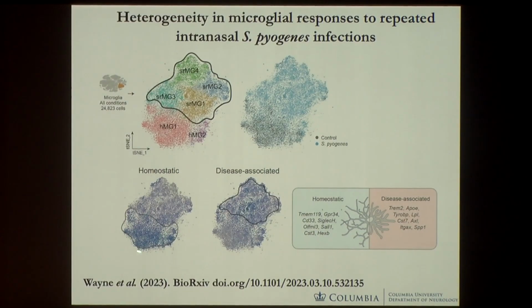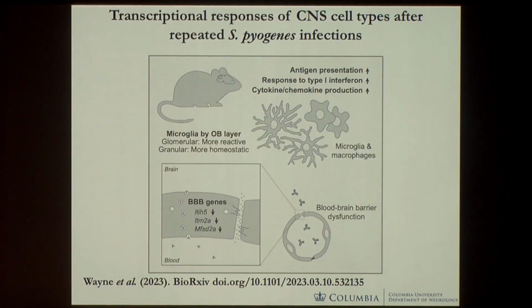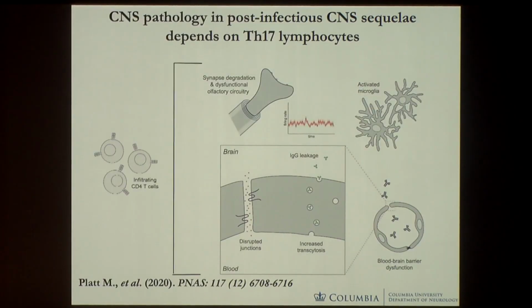As you can see here, most of the homeostatic genes are expressed very highly in HMG1 and 2, which are the resting microglia, and the disease-associated are in the upper four. Similarly, antigen presentation and type 1 interferon are also highly upregulated in the disease-associated microglia. To summarize this bit, the single-cell RNA sequencing is confirming some of our previous, somewhat rudimentary findings: there is a dramatic shift in blood-brain barrier function after repeated group A strep infections, and there is a pro-inflammatory response in microglia.